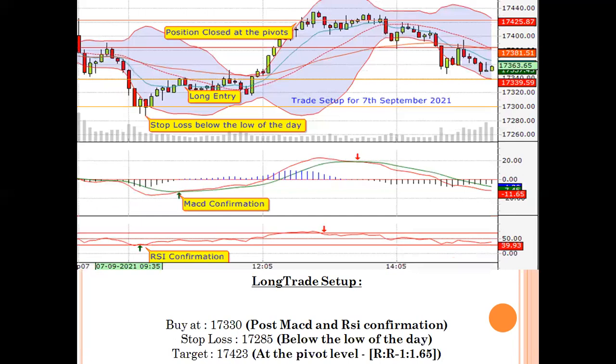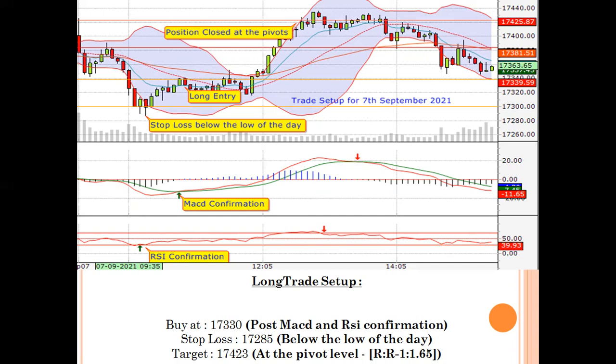Moving on to the 7th of September. Now here we have got a long trade setup. If you see, RSI a buy, MACD a buy, and a long has been initiated, but now the stop loss would be below the low of the day, because we are taking a long trade, right? So this is the difference between sell and buy. When you're selling, the stop loss is a few pips above the high of the day, and when you are buying, it's a few pips below the low of the day.